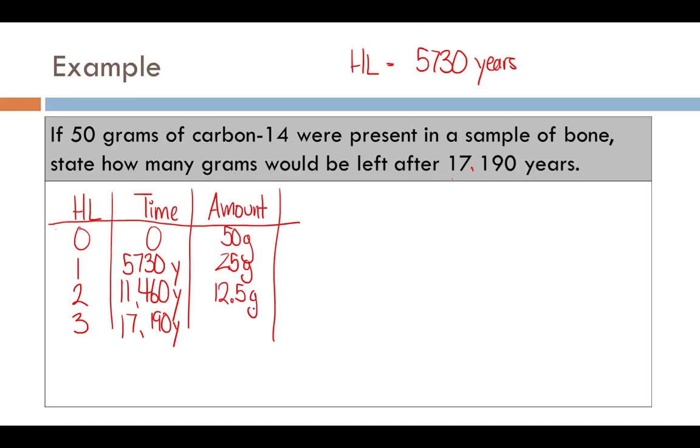Okay, we're not quite finished yet. We need to go up to 3 half-lives. So we're going to take 12.5, and we're going to divide that by 2, and that gives us 6.25 grams. Okay? So what we've done is we've used the number of half-lives and the time, which we got from the question, to solve the third thing that we didn't know, which was the amount.